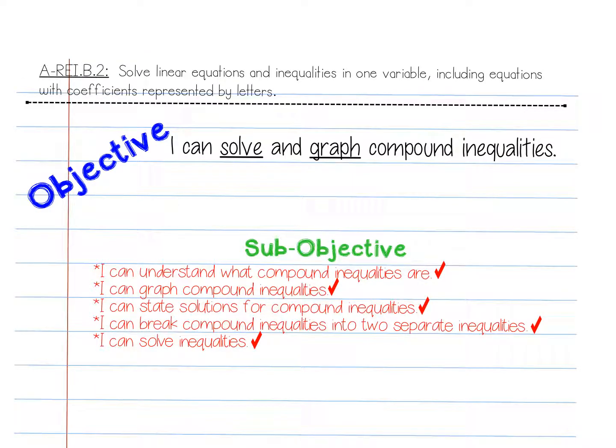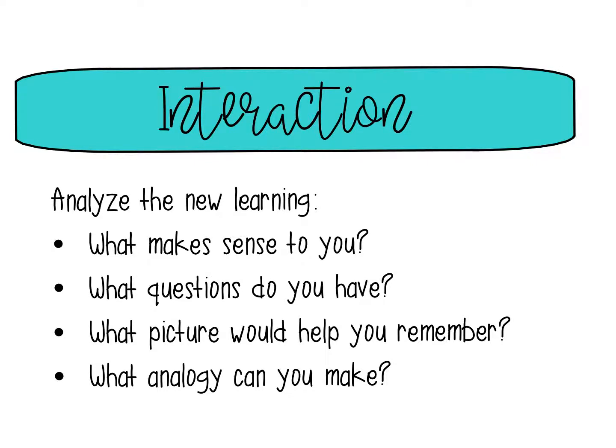All right, we have successfully done all of the sub-objectives that allow us to be able to solve and graph a compound inequality. All right, so that was a lot of information. You need to have an interaction right now. So what makes sense to you? Are there any questions that you have?